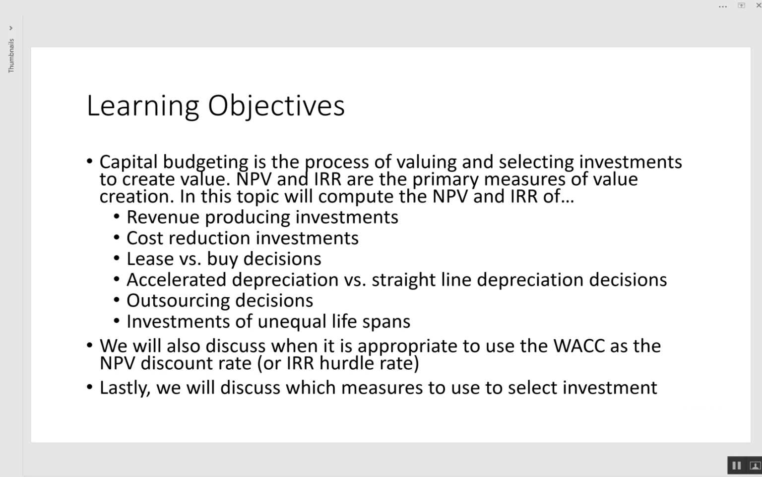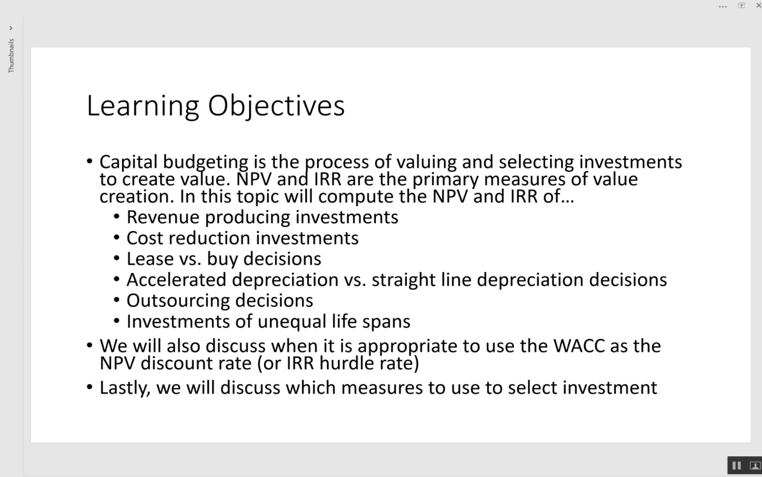In this topic, we're going to talk about the process of capital budgeting and using NPV and IRR to measure the value of these projects. Capital budgeting is the process of selecting what investments a firm will undertake in a given year. The NPV and IRR are the two primary measures.